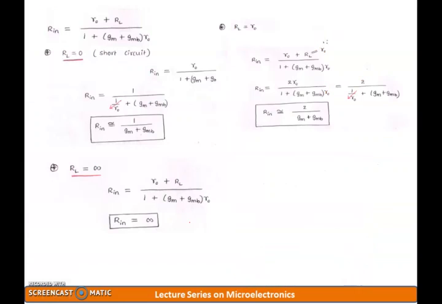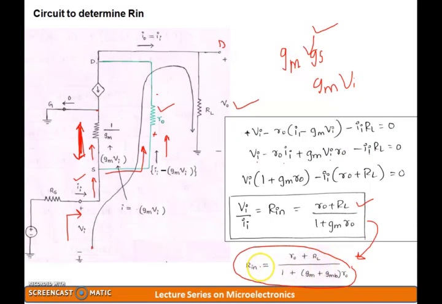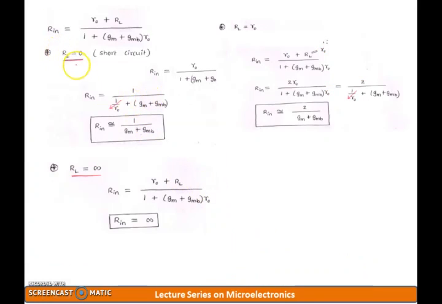So this is what your input resistance of the common gate amplifier looks like. Now let's try to understand the importance or the effect of load resistance on the input resistance or input impedance of the common gate amplifier. Now I have three different cases, one with RL equal to 0, which means the load resistance is shorted, one with RL equal to R naught, and the other with RL equal to infinite.